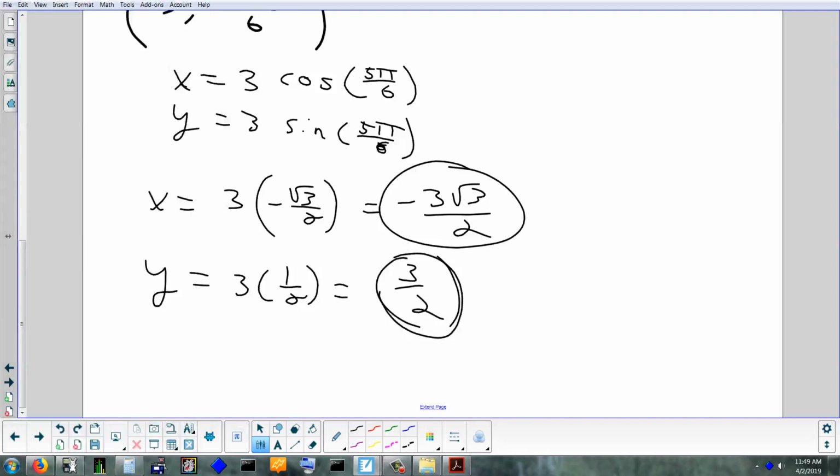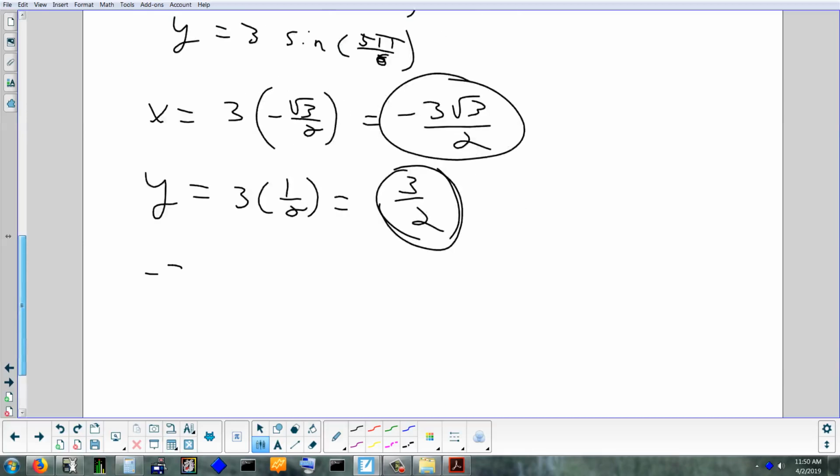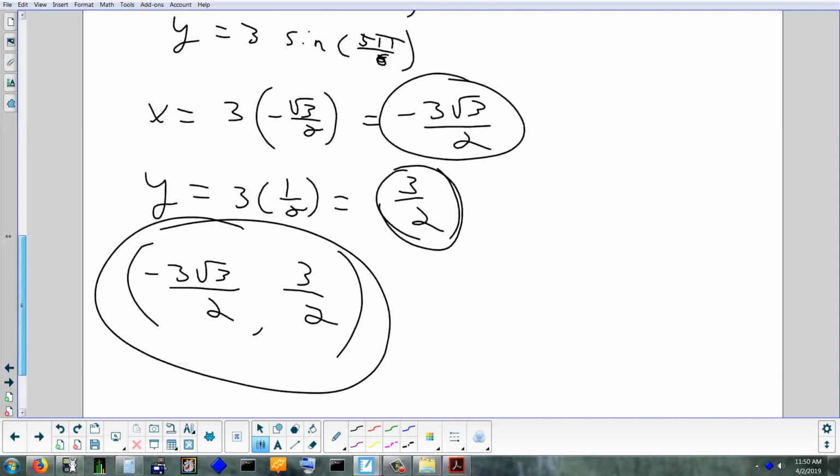Okay, so the only special fractions you need to know are root 3 over 2, that's when you get 0.866, and root 2 over 2 is when you get 0.707. Since all you're doing is sine and cosine, those are the only two you would ever see. If we had tangent involved, there would be others, but you don't. Okay, so we get negative 3 root 3 over 2, comma, 3 over 2.